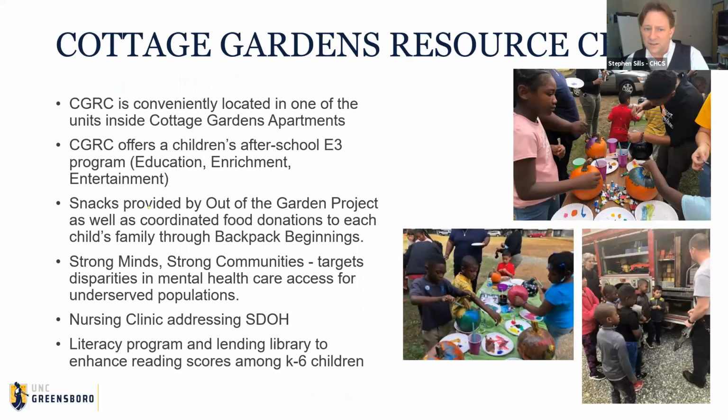UNCG's Center for Housing and Community Studies also has a resource center in one of the apartment units there. We provide snacks and food from Backpack Beginnings and Out of the Garden Project. We have a project with UNCG's psychology department, Strong Minds, Strong Communities, providing mental health care access. There's a nursing clinic on Thursdays with students from UNCG's nursing department. We just received a Dollar General Literacy Award, which is providing 10 Kindle Fire Kids editions with libraries of more than 20,000 books, Scholastic Readers weekly, and about 400 new books for our lending library, as well as DIBELS assessments that we're doing pre and post to see increases in reading scores.